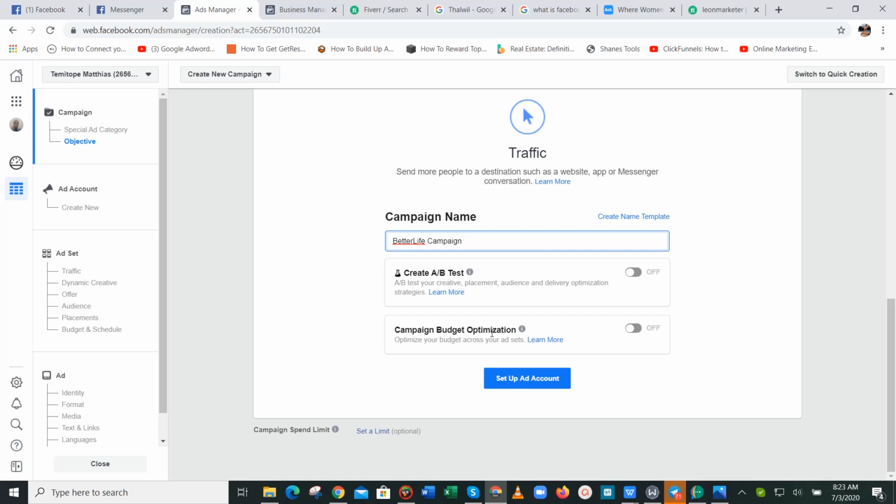You want to optimize it across the ad set. Maybe you have a $10 daily ad budget, then you create maybe two ad sets. You now put $5 into each ad set in only one campaign. So that is what they mean by campaign budget optimization.